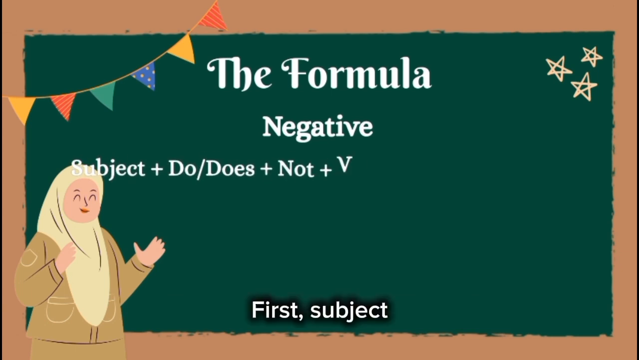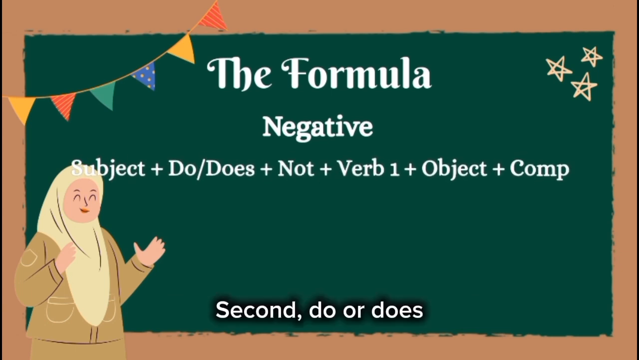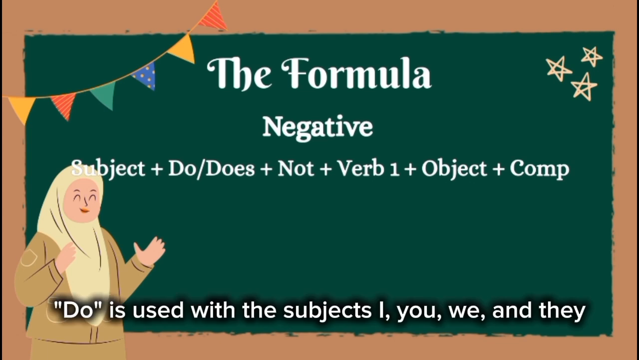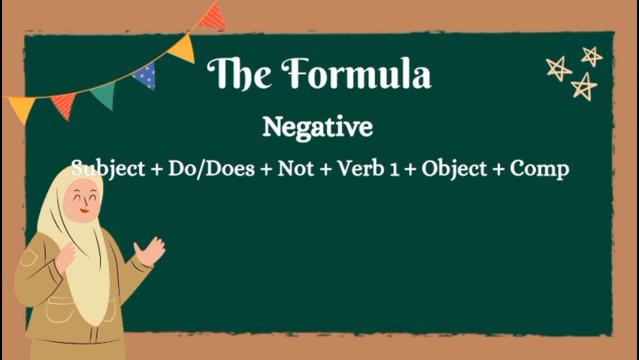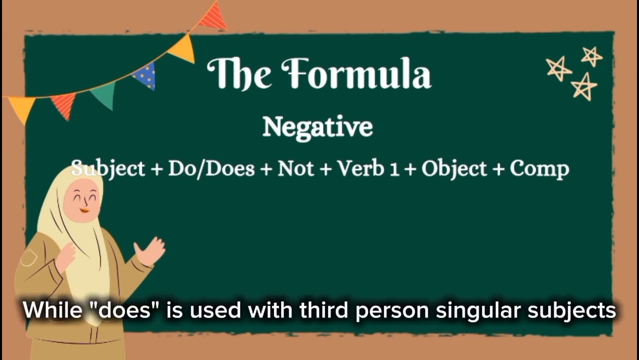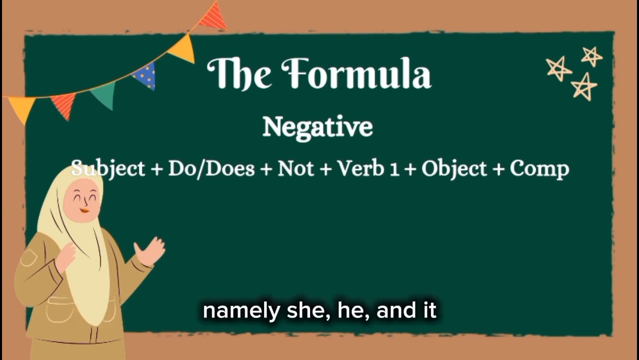First, subject. Second, do or does. Do is used with the subject I, you, we, and they. While does is used with third-person singular subjects, namely she, he, and it. Third is not. Fourth is verb 1. Fifth is object. And the last is complement.